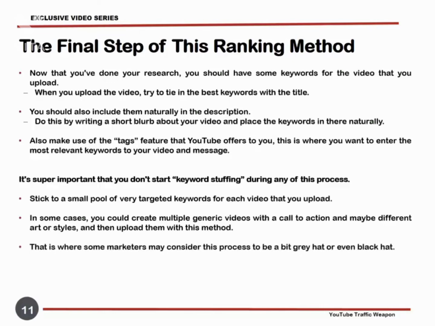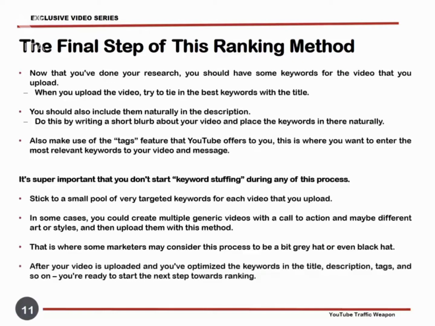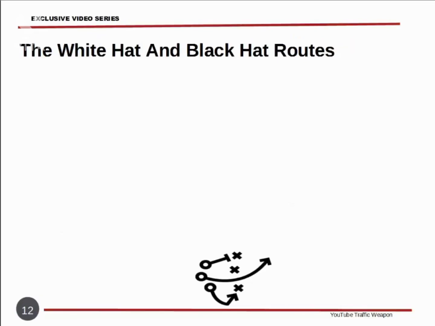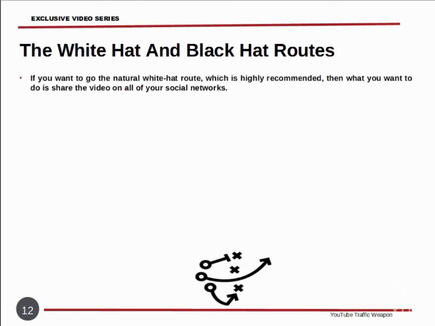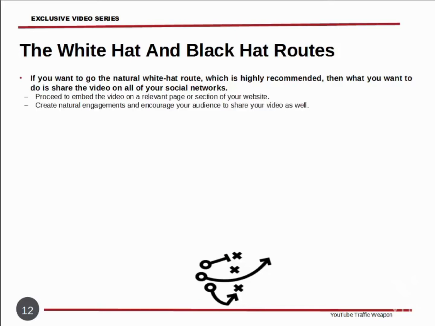This is where some marketers may consider this process to be a bit gray hat or even black hat. After your video is uploaded and you've optimized the keywords in the title, description, tags, and so on, you're ready to start the next step towards ranking. If you want to go the natural white hat route, which is highly recommended, then what you want to do is share the video on all of your social networks. Proceed to embed the video on a relevant page or section of your website. Create natural engagements and encourage your audience to share your video as well.